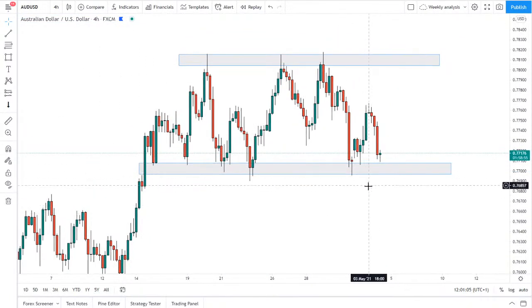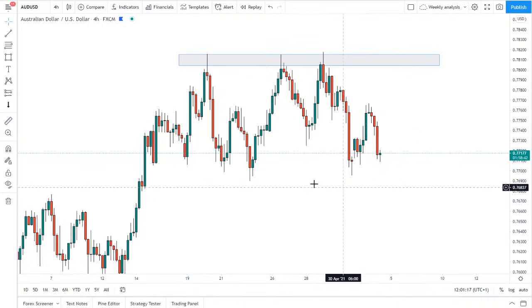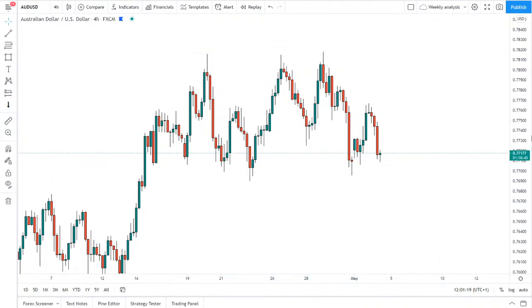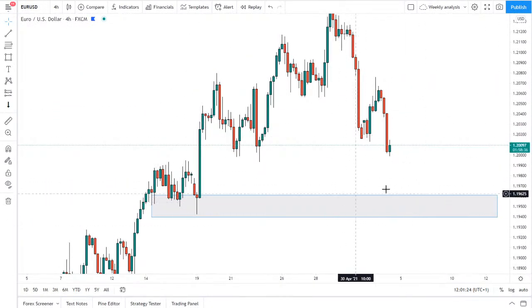So AUD again still looking bearish. You can see very strong close to the downside. Haven't quite tested that support yet, so I expect to see another push back into that support. Maybe a bit of a pullback after that, but then could see a break to the downside from that support there for AUD. EUR USD again still looking very bearish, still expecting to see a move back down into this area here.